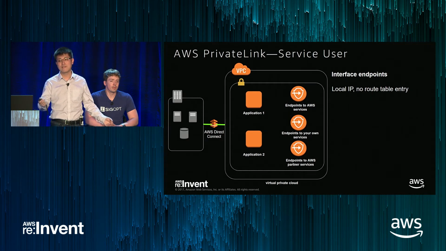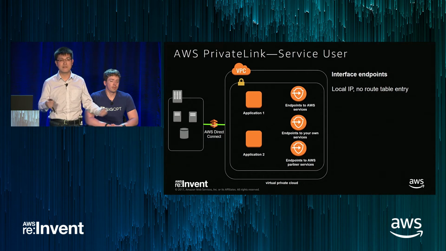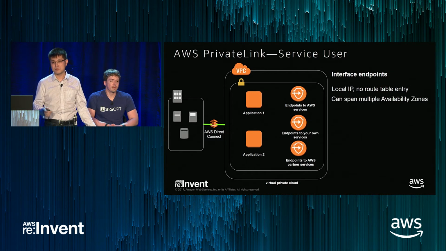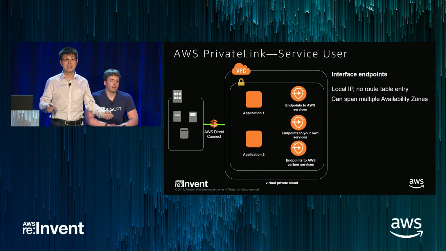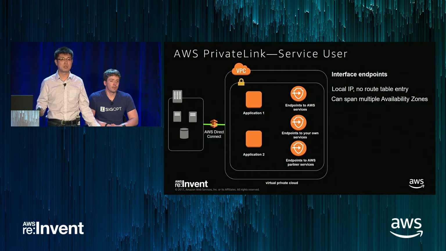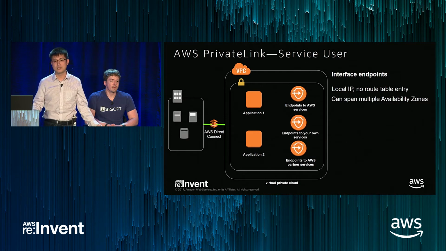Here, you just have an ENI within your VPC with a local IP address. It's covered by your local route. And the endpoints can span multiple availability zones. As we showed before, you have a network load balancer that can span multiple availability zones as well. So same here with the endpoints. You may choose to do so for fault tolerance and better availability.